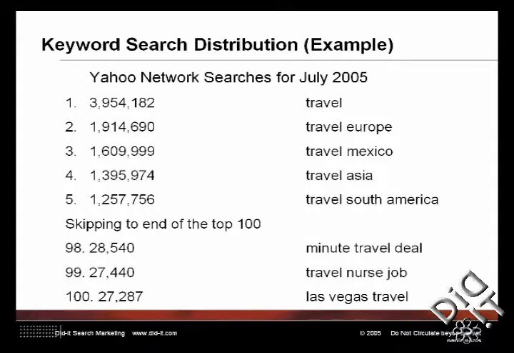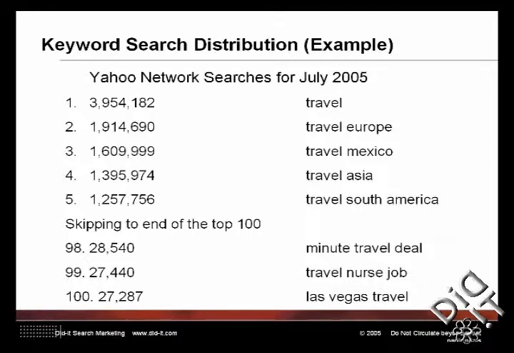And it'll show you 100 results at a time. So what's interesting is you show the keyword travel, which is 3,900,000 searches, and then skipping down to number 100, 27,000 people typed in Las Vegas travel. So those are all keyword phrases that have the word travel in there.